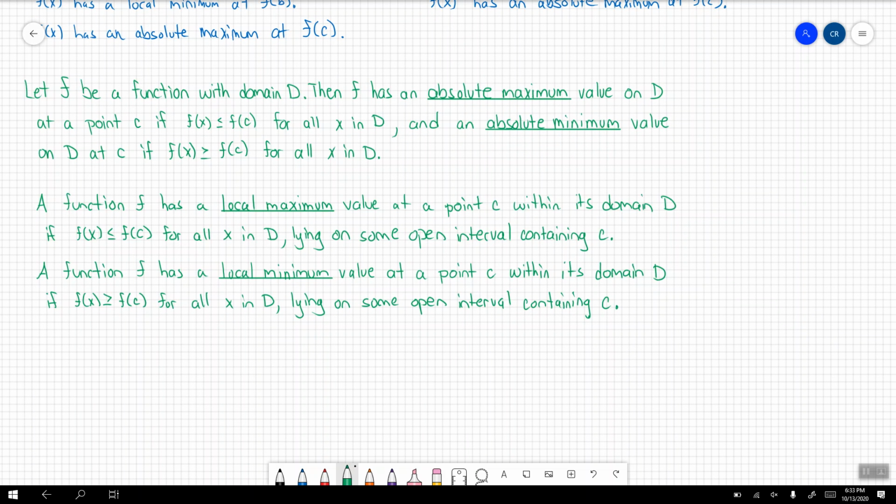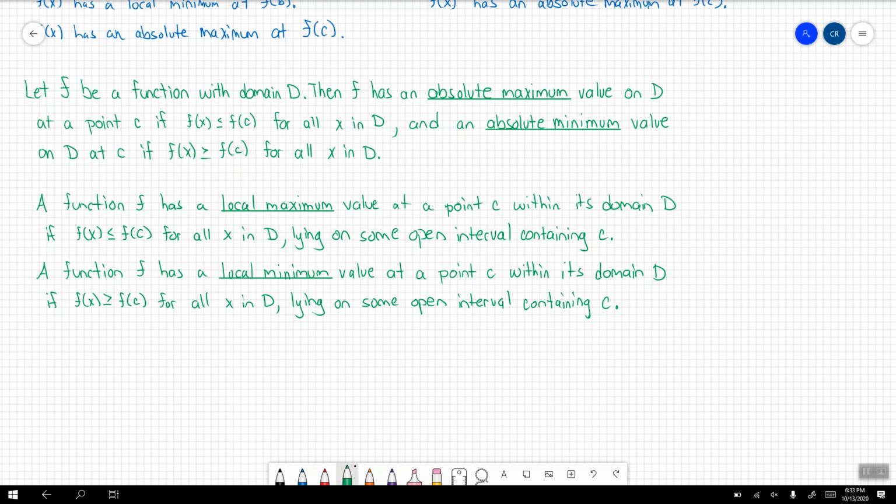The local maximum and the local minimum values work the exact same way. A function f has a local maximum value at a point c within its domain D if f of x is less than or equal to f of c for all of the x in the domain D that have to lie on some open interval containing c. Again, a few more technicalities there, but essentially we're still looking at the exact same process.